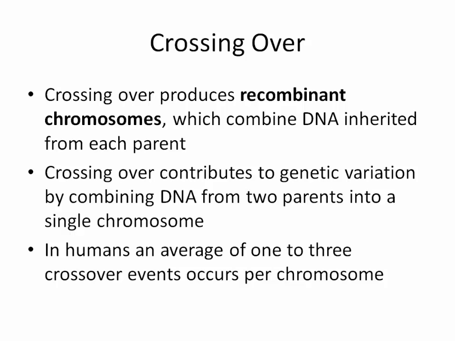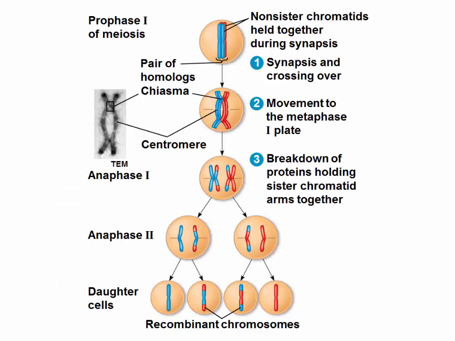Crossing over produces recombinant chromosomes, which combine DNA inherited from each parent. Crossing over contributes to genetic variation by combining DNA from 2 parents into a single chromosome. So you get the best of both worlds. In humans, an average of 1 to 3 crossover events occurs per chromosome. So that's a lot of variety. That's why children are almost never like their parents.